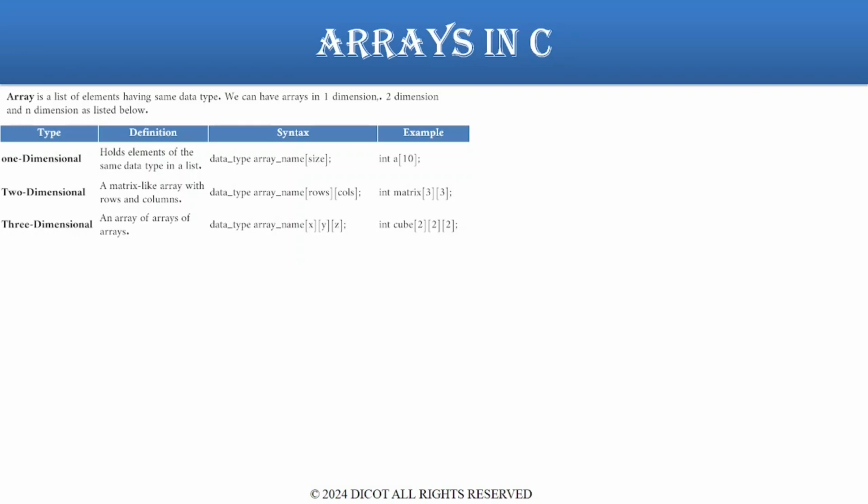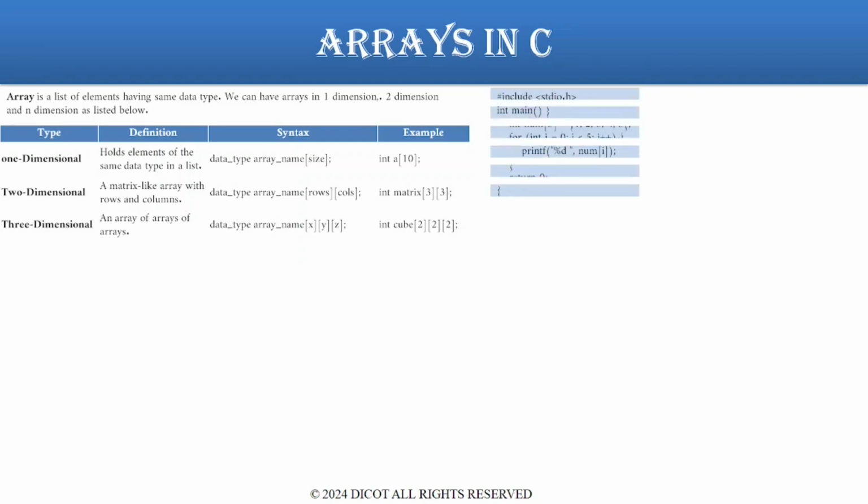Now let's discuss one-dimensional arrays in detail. Let's see how to receive values into an array, how to process an array, and how to display an array on the output device. Let's write a simple C program to print the array elements first.